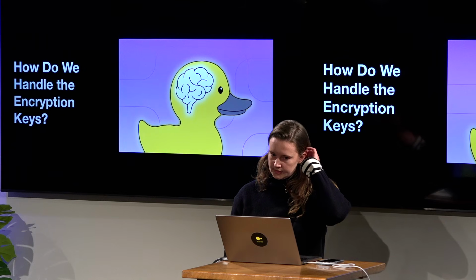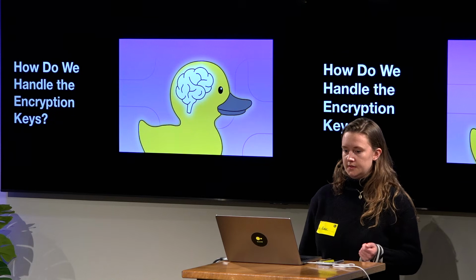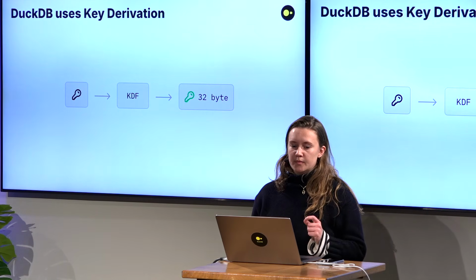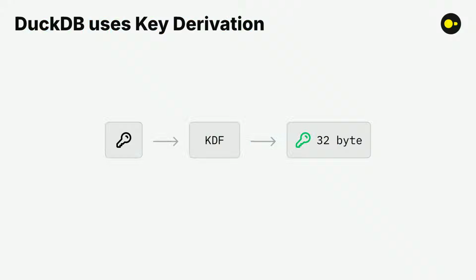Going to the encryption keys. So how does DuckDB handle the keys? Whenever you input an encryption key, DuckDB is not directly using this key to encrypt your data. Instead, it puts your encryption key into a key derivation function. This key derivation function also takes as input a database identifier, which is also a random sequence of bytes. Together, it generates a 32-byte secure encryption key. And this key, in the end, is used to encrypt your actual data.